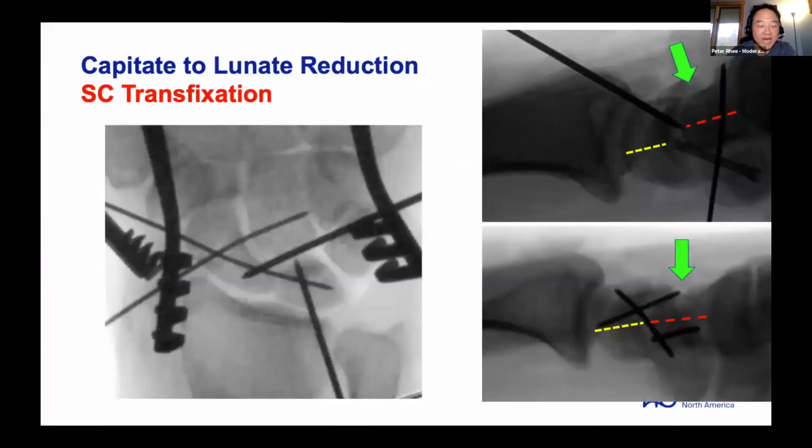And then once you have that reduced, we talked about the utility of doing an SC transfixation pin just to offload the scaphoid flexion moment even after your repair or your reconstruction of the SL. But when you do this, be mindful that you don't want to transfix the capitate or the midcarpal joint with the capitate dorsally translated. So make sure you push that capitate head down and get that capitolunate angle collinear.